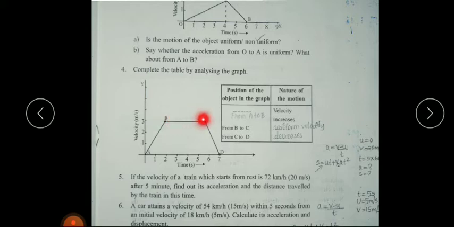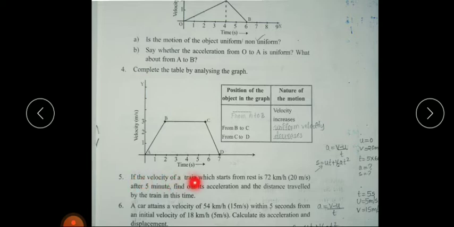Then from B to C. From B to C velocity is not increasing, means velocity is constant. That means the object is moving with uniform velocity. So right here uniform velocity. Whenever we get a straight line in the case of velocity time graph, then it says the object is moving with uniform velocity. From C to D, velocity is decreasing. So velocity decreases.